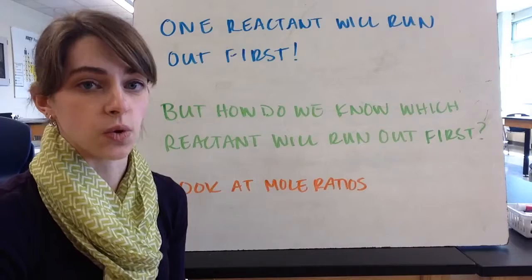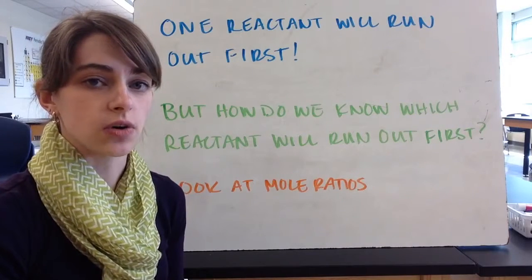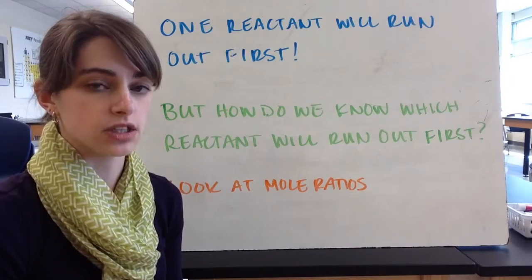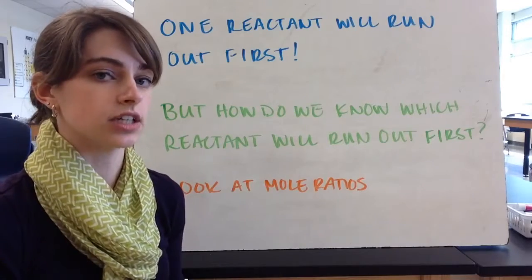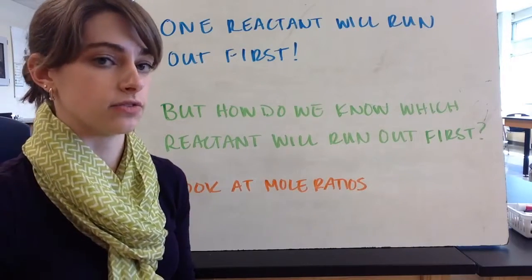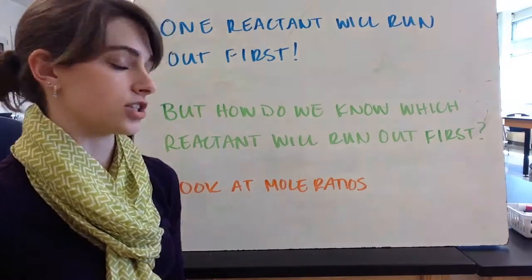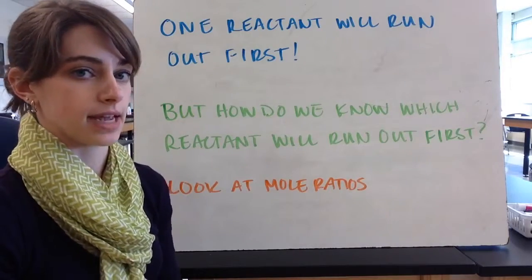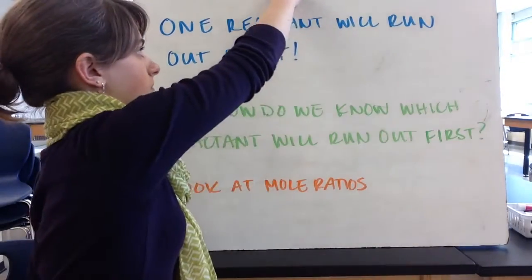You have to look at the mole ratios. So you need to look at those coefficients. What's the ratio between the two reactants? That's what's going to determine which one runs out first. And it's also going to determine how much product you're going to be able to make. So let's look at an example.